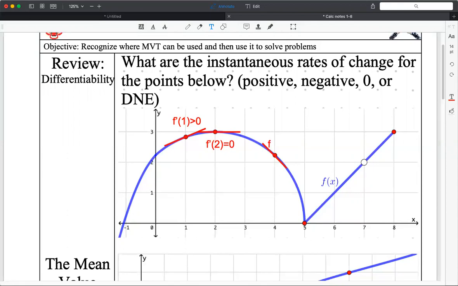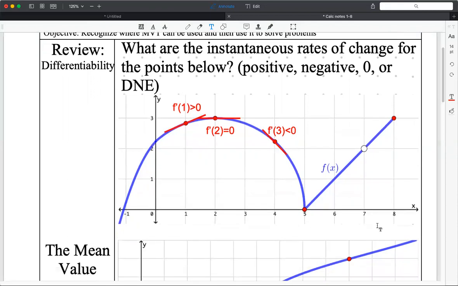Andrea? Oh, f prime of 3. F prime of 3. There it is. And everyone do thumbs. F prime of 3 is, yes, you guys got it, negative. Cool. And then we have this point down here. This is going to be f prime of 5. Thumbs.